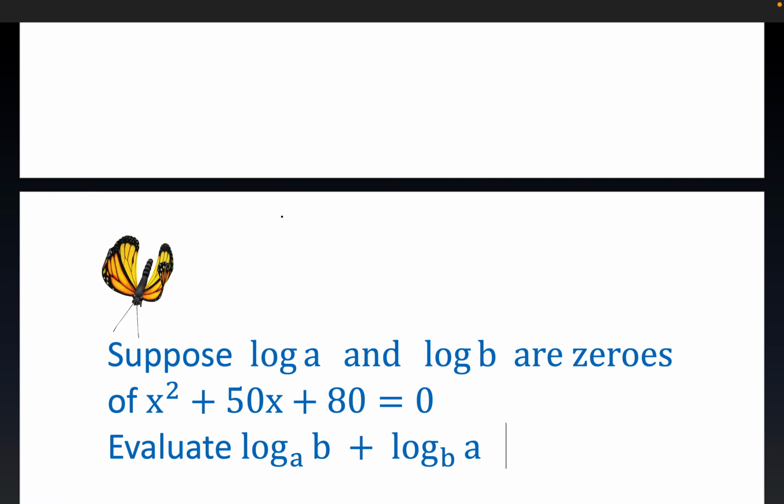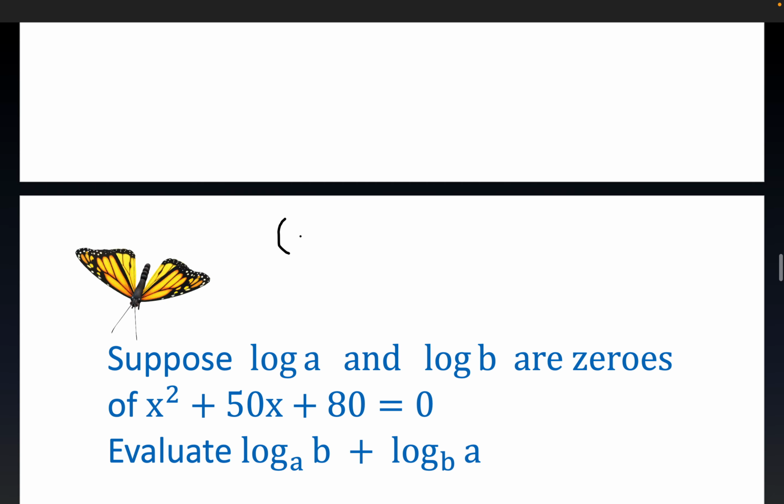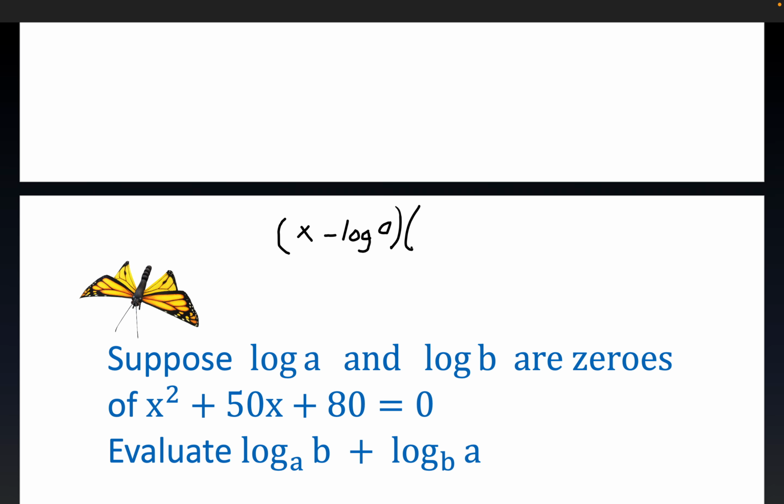Good day, everybody. We have a problem where log base 10 values are actually given as the roots, or the zeros, of a polynomial. So let's write that down. By the factor theorem, if you know a zero, you know a factor. So we have x minus log base 10 of a, times x minus log base 10 of b. The base actually doesn't matter either, as you'll see.